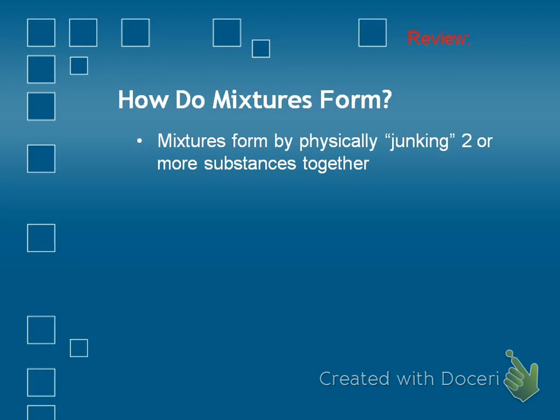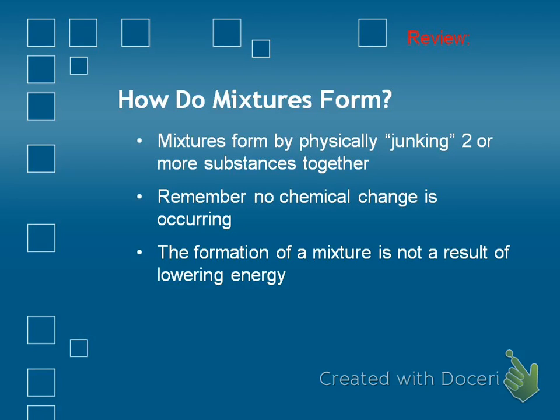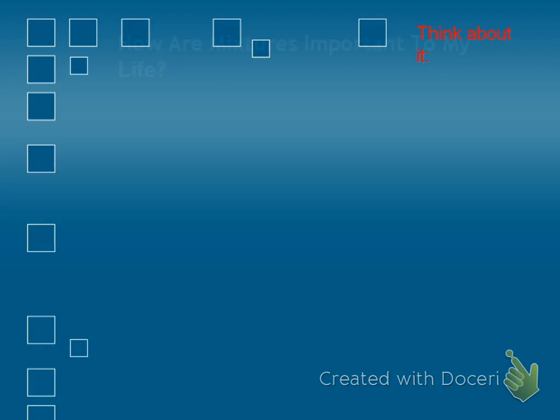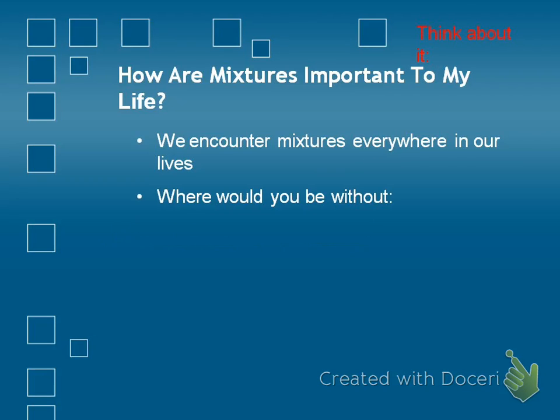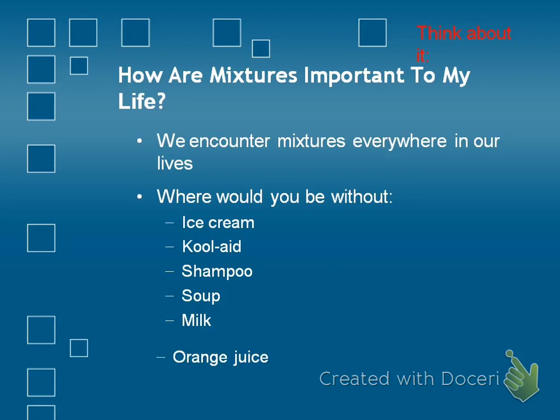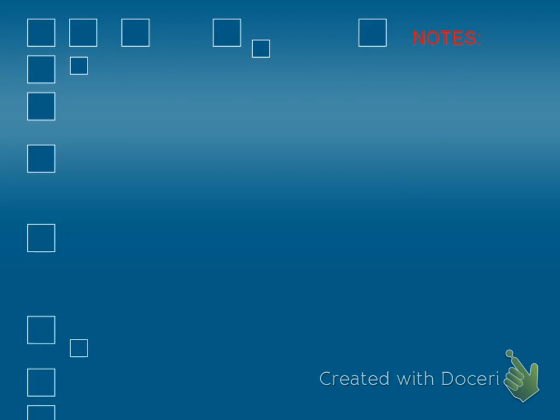So mixtures form by junking 2 or more substances together, just putting them together. There's not a chemical change. There's no energy change. Now, mixtures, they're very important to us as well. We encounter them every day. So again, where would you be without ice cream, Kool-Aid, shampoo, soup, milk, orange juice? All right, now we're getting ready to start our notes for this section.